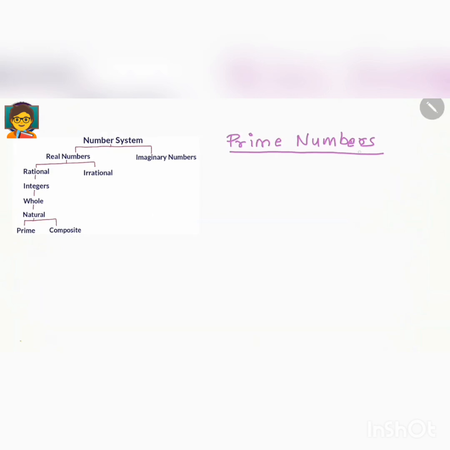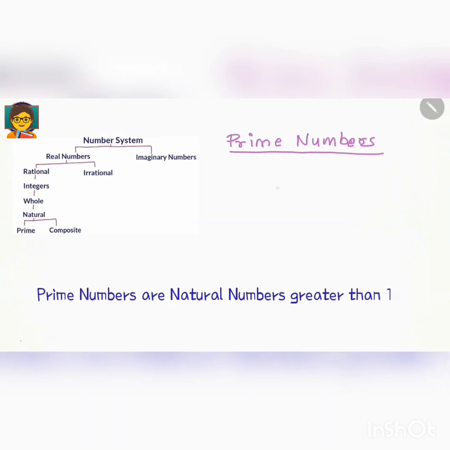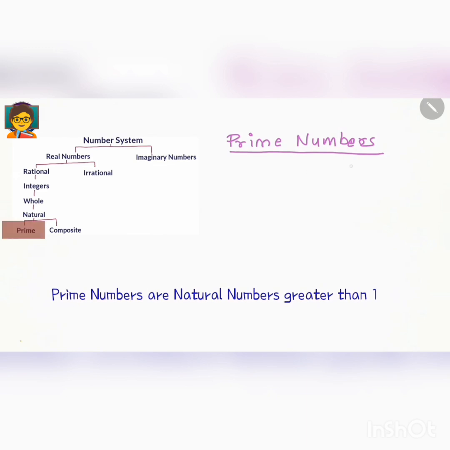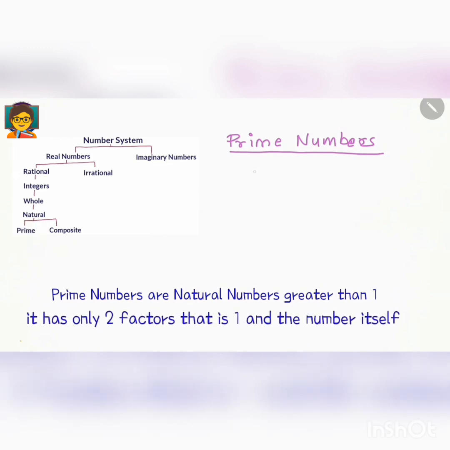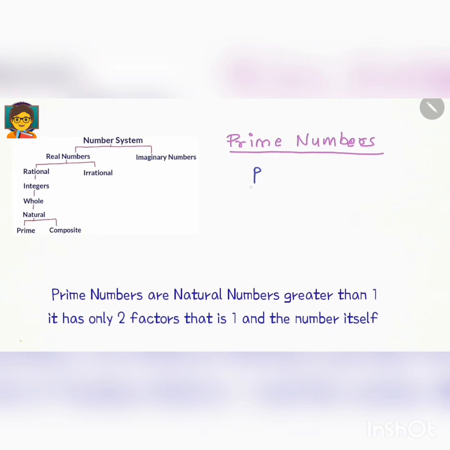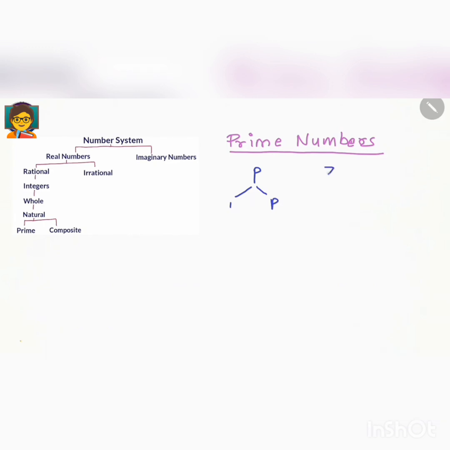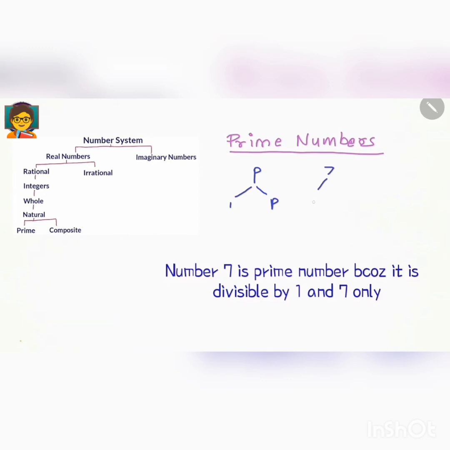Let's understand the prime numbers now. So prime numbers are the natural numbers greater than 1 and it has only 2 factors, that is 1 and the number itself. So P, let's say, is a prime number, then it will have only 2 factors, 1 and the number itself, that is P. For example, number 7 is a prime number because it has only two factors, that is 1 or 7. It can be divisible by either 1 or 7.